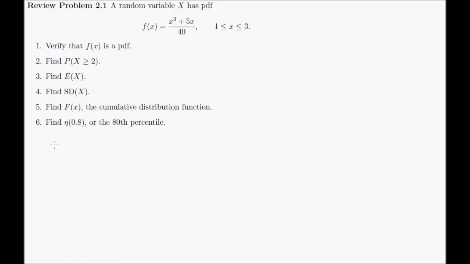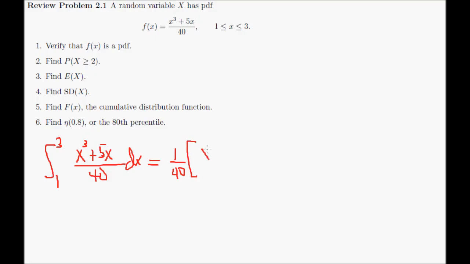To check the integral is correct, we do the integral from 1 to 3 of x cubed plus 5x over 40 dx, and then do the integral. So that'll be equal to 1 over 40, and then the antiderivative will be x to the fourth over 4 plus 5x squared over 2. And I evaluate my endpoints between 3 and 1.